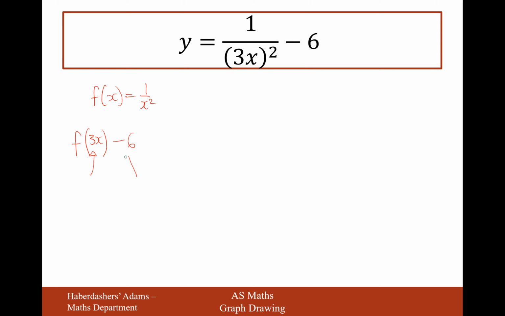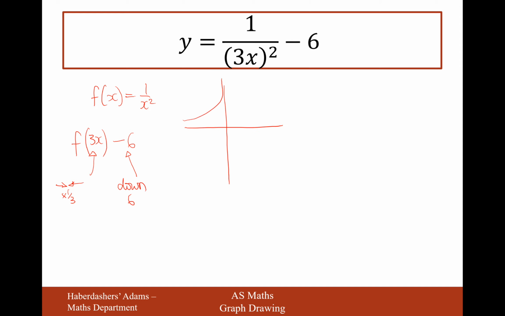These are two different transformations, so it doesn't matter which order we affect these in. The 3 is going to squish it inwards by a factor of a third. Remember, inside the brackets is opposite land. And the 6 here is going to move it down by 6. So, therefore, let's do it in stages.